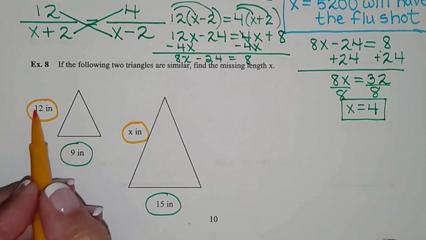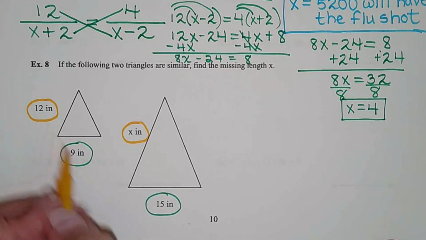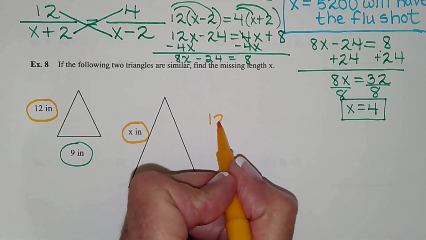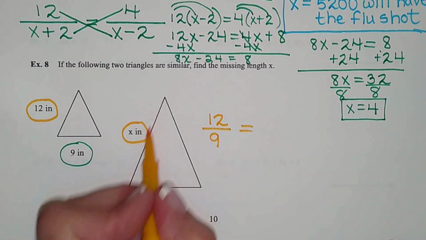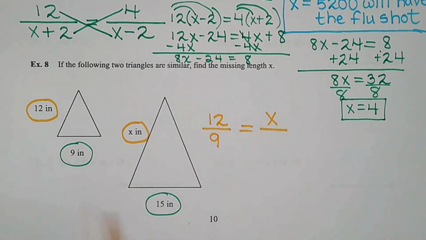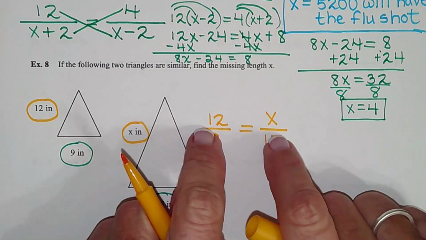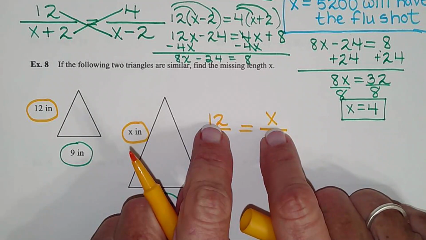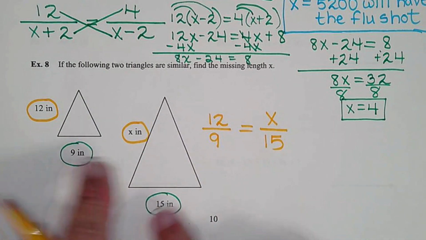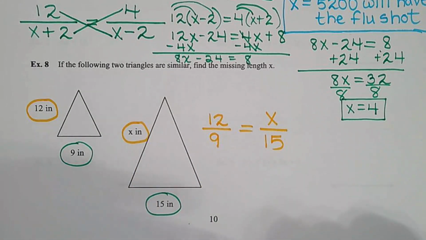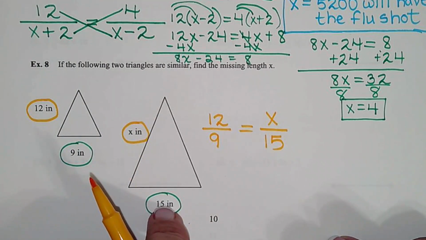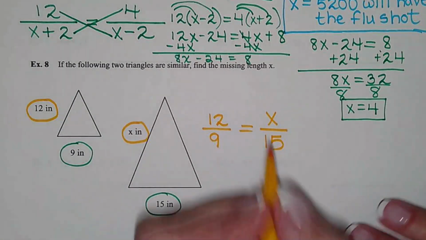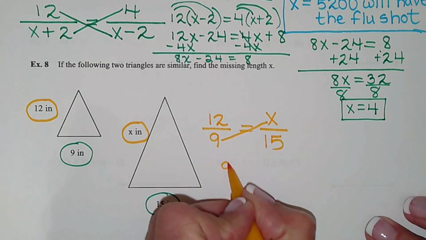So I like doing it this way. To me, it just makes sense. So this would be 12, the left side, over the base 9 equals x, the left side, over the base 15. So the similar colors have to be on the same side. So 12 and x are both in the numerator. 9 and 15 are both in the denominator. So 12 goes with 9, x goes with 15, keeping them in the same order. After that, it's a piece of cake.